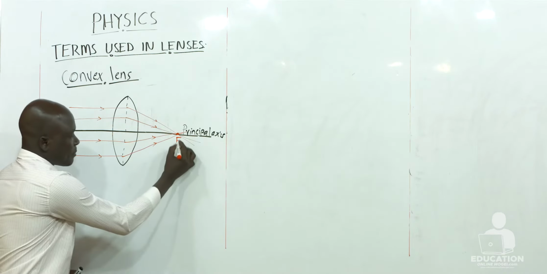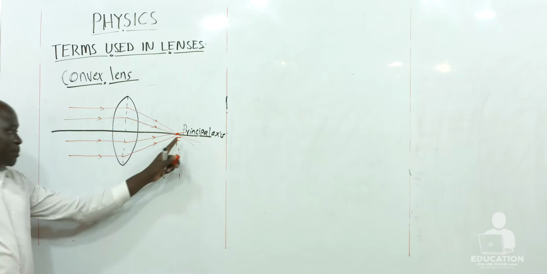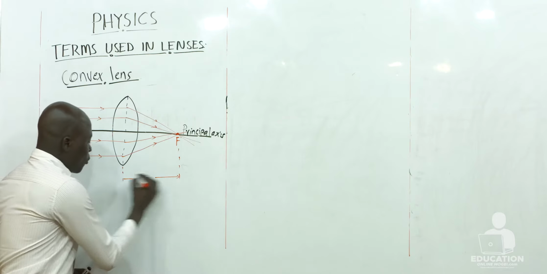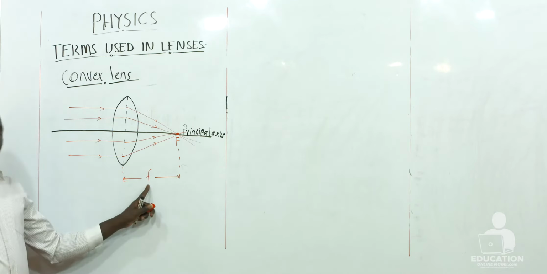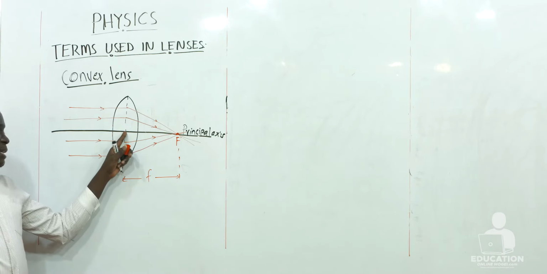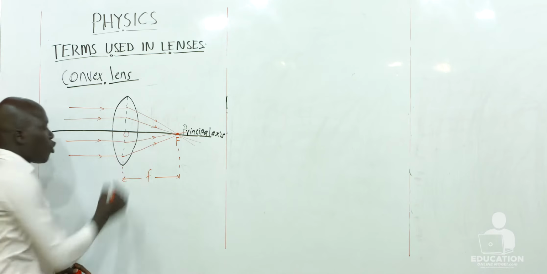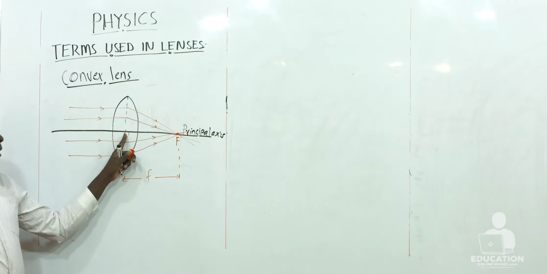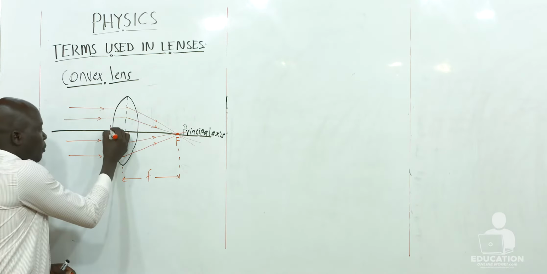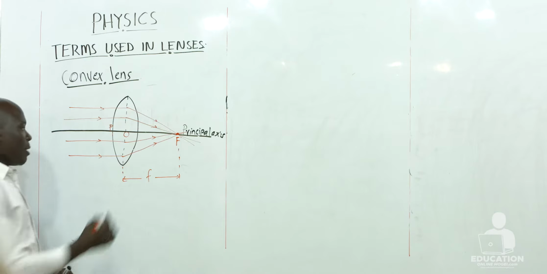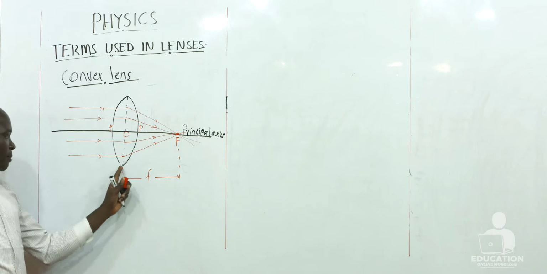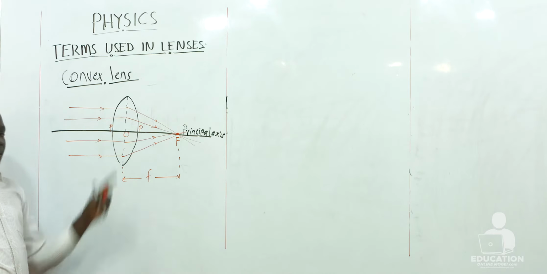Then the distance between the principal focus and the center of the lens, we denote it with small letter f, which is the focal length. Then the point which is in the center of the lens, we call it O, meaning the optical center. Then the midpoint of the lens, we denote it with letter P, meaning it is the pole of the lens. From this side, the midpoint is here. Then from the other side, the midpoint is that.